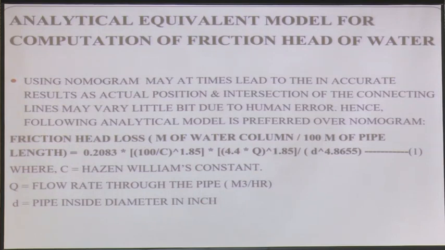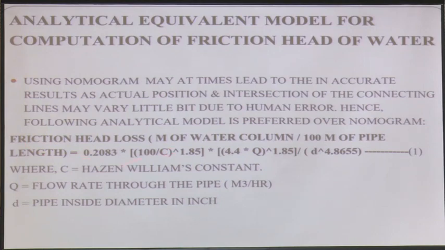Now, using the nomogram may be difficult for you all, because a nomogram at times leads to inaccurate results, as the actual position and intersection of the connecting lines may vary a little bit due to human error. It may happen, because if I plot something and you plot something, we may get different results. It happens, but this is not desirable. Hence, the following analytical model is preferred over the nomogram. So, this is the analytical model.